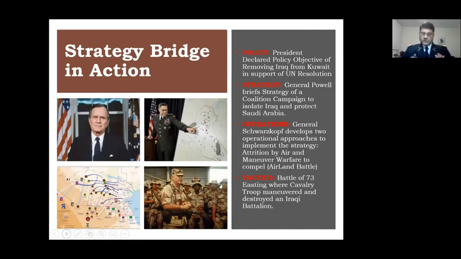Next was the operational level of war, led by General Schwarzkopf, the theater commander, who developed two primary operational approaches to the war. First was the attrition by air, to degrade and disrupt the Iraqi military. And then second, a maneuver warfare campaign to compel the Iraqis to leave Kuwait and, if necessary, to destroy the Iraqi army to prevent future aggression. And then last was the tactics. This is where individual units met the Iraqi army on the field of battle. The most famous one of these was the Battle of 73 Easting, where an army cavalry troop encountered, identified, and destroyed an Iraqi battalion in less than a half hour.